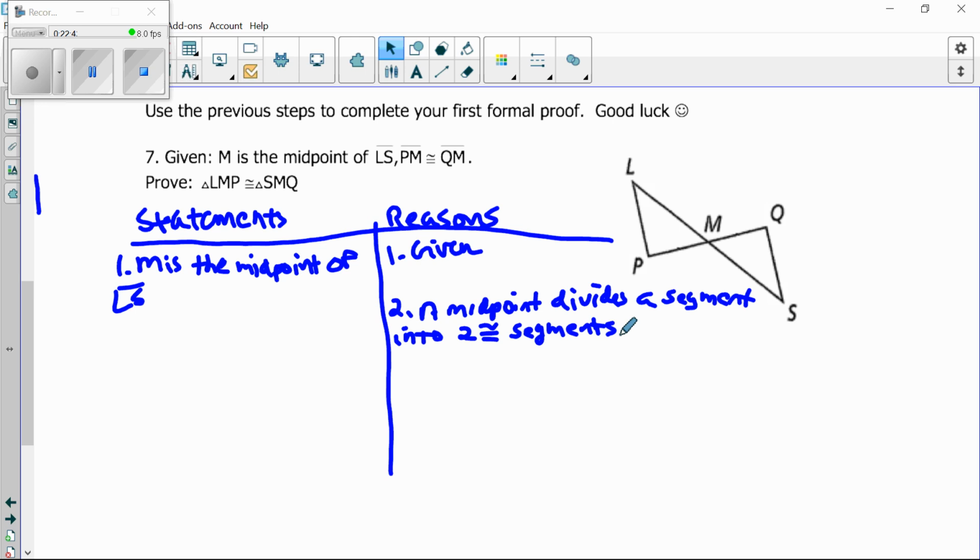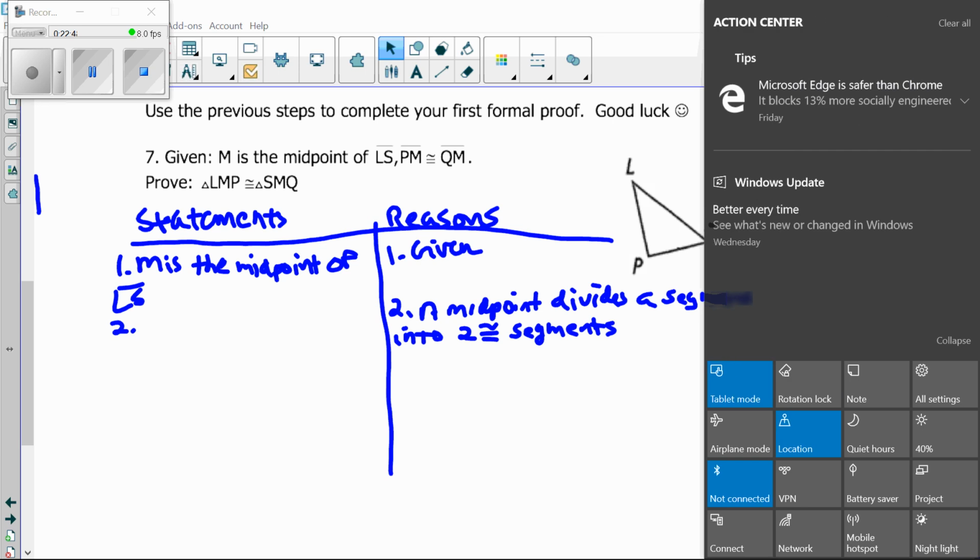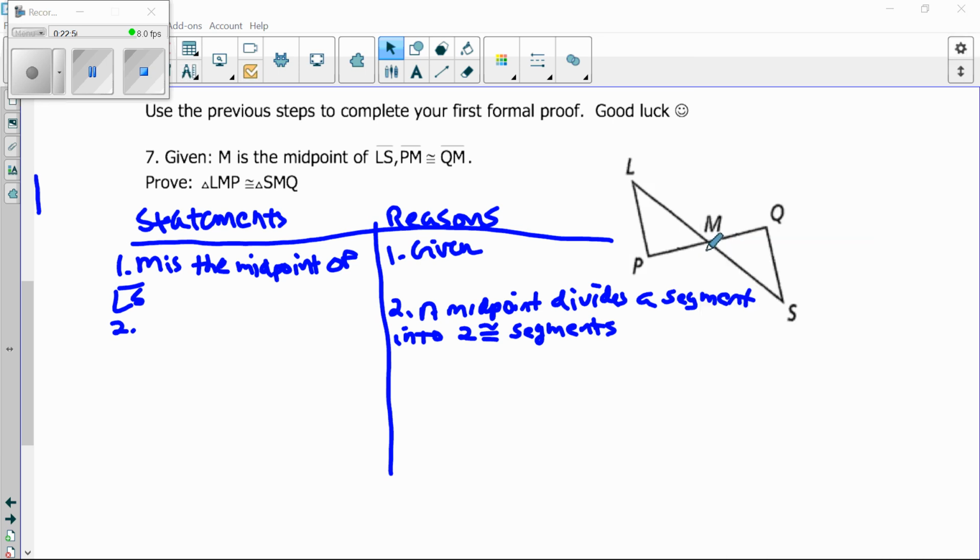So now I have to look, well, which segments are going to be congruent? Well, it's chopping LS. Oops, sorry, kids. So there's my M. What I said on the first page is we're going to use that midpoint and each of the 2 endpoints. I have an L and an endpoint of an S. So it's ML is congruent to MS.